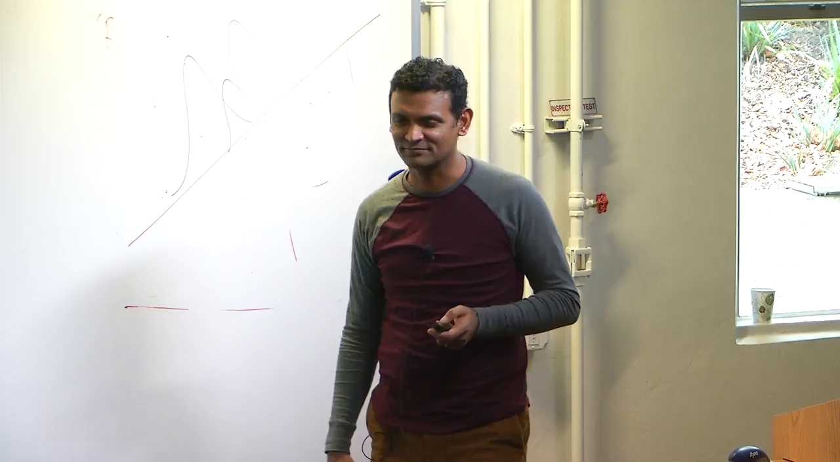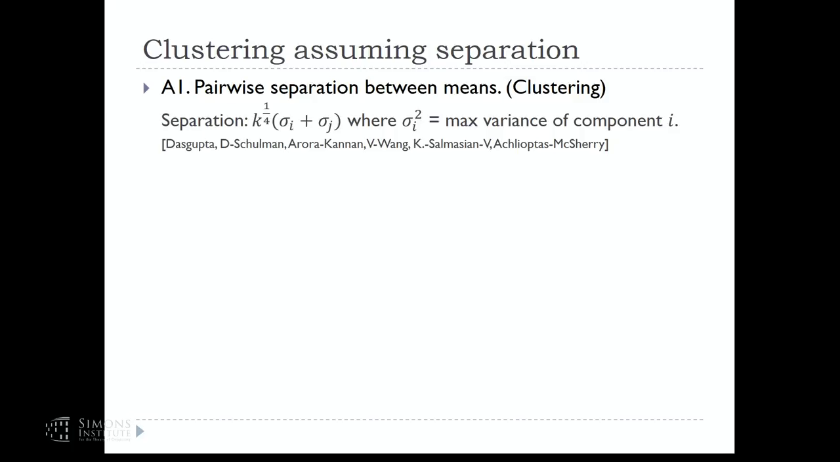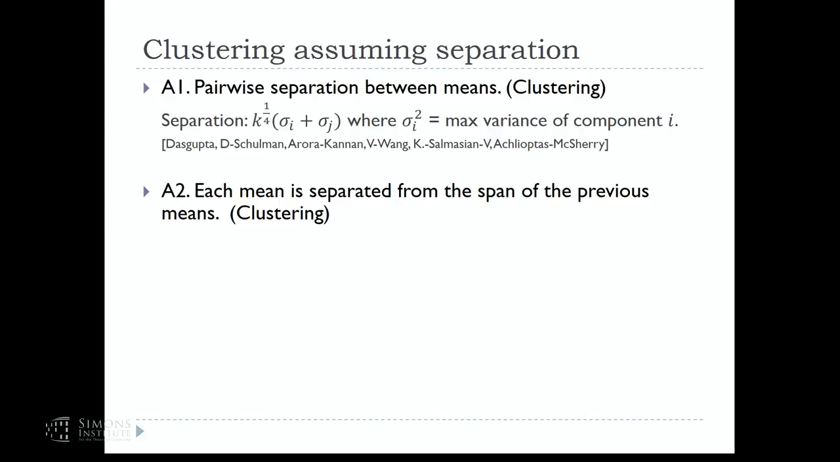Okay. Now that was the first part, right? So this was doable, but with this huge cost, both samples, data, and computation. So let's start assuming that the means are separated. You know, that the Gaussians are actually pulled apart somewhat. So you could assume means are separated, and then I'll discuss this in more detail. Or you could assume something weaker, that each Gaussian is separated from the span of the rest. You don't have to assume that every pair is far away.